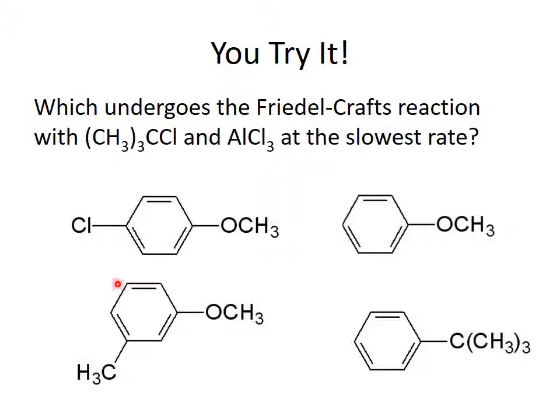The 2 activators would make it go fastest, so this would be the fastest of all of them. And if I compare these two, they're both activators, and the oxygen is much more activating than just a carbon. So the rate would be this is fastest, then this, and then this. This would be slower. Why? Because you have a chlorine on there as a mild deactivator, and it would slow down the Friedel-Crafts reaction.